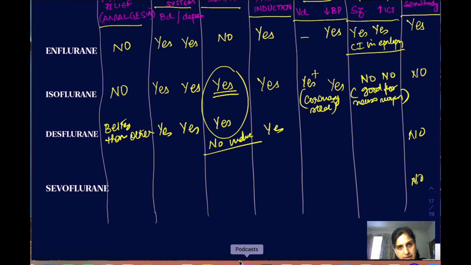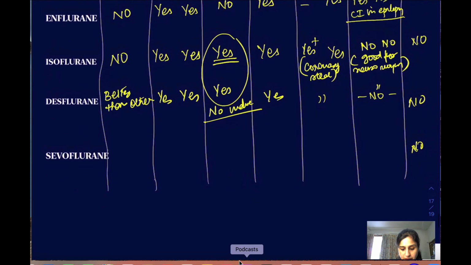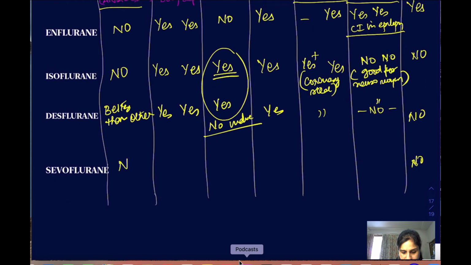Then coronary steal, again it causes it, just like isoflurane; it has a tendency to cause the coronary steal phenomenon. And again, it has no effect on seizures or ICT. Again, it is good for neurosurgery. So most of its features are quite similar to isoflurane. That's the important thing here. The only difference is that it has a slightly better analgesic effect, but mostly it has features all resembling isoflurane.